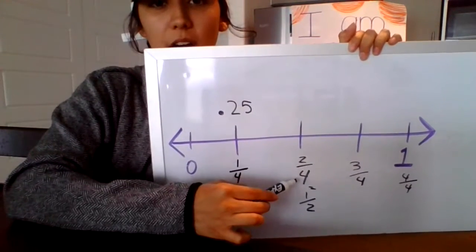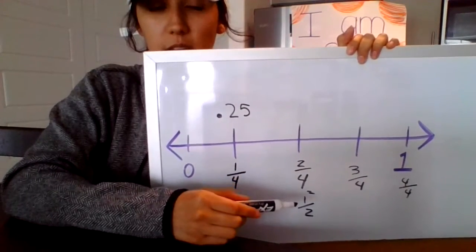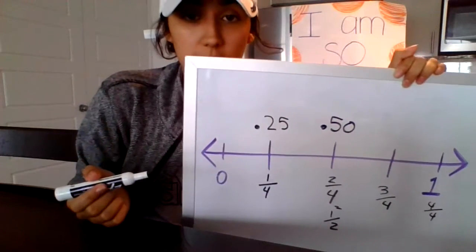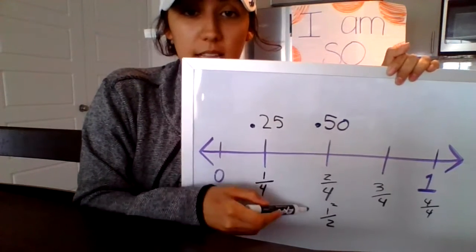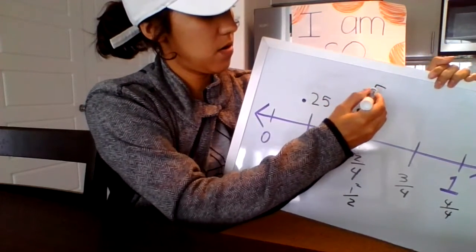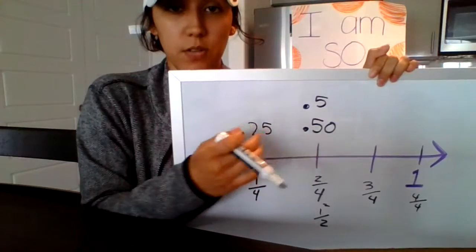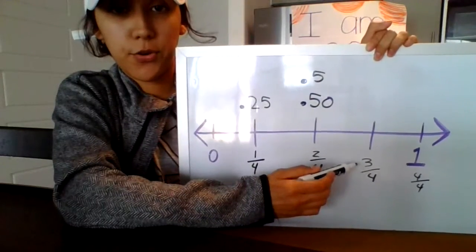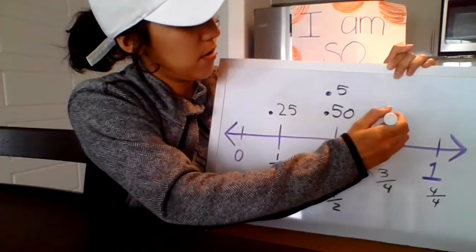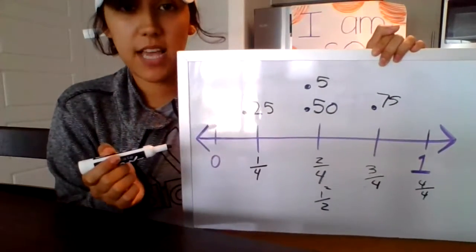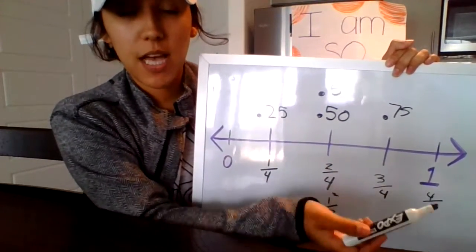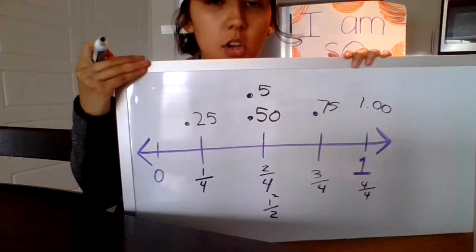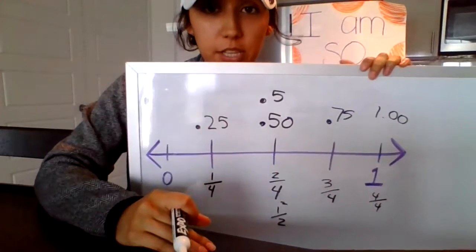What about if I had 2 out of the 4 quarters? How much money would I have? If I had 2 quarters, how much would that be? 50 cents. So 2/4 is the same thing as 50 cents, and 1/2 or 5/10. But in this case, it's this one. Either one is acceptable, but this one. Now, if I had 3 quarters, 3 out of the 4 quarters, how much money would I have? 75 cents. And if I had 4 out of the 4 quarters, how much money would I have? $1.